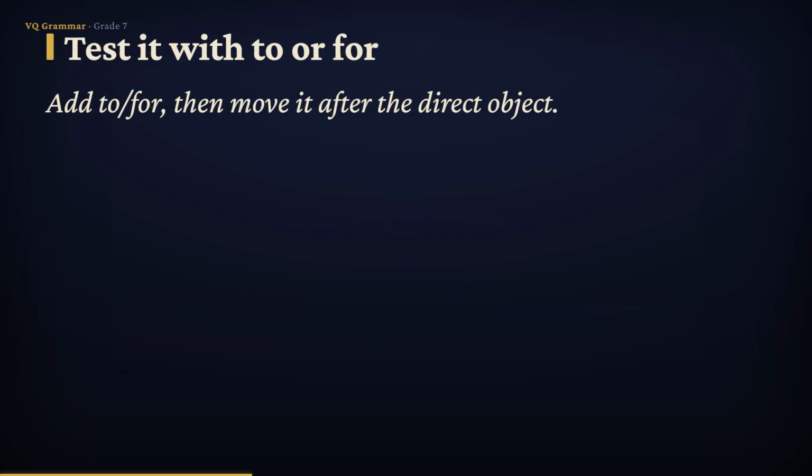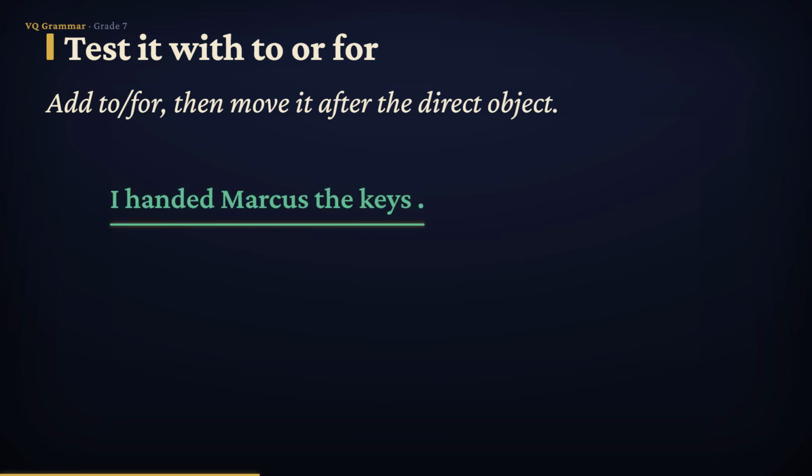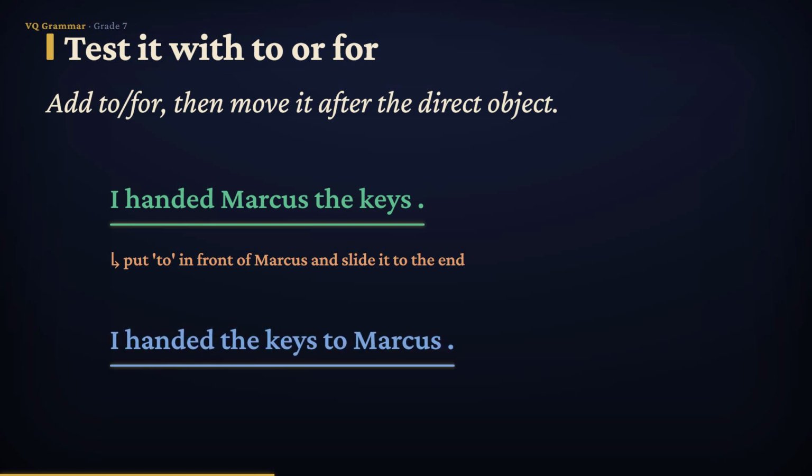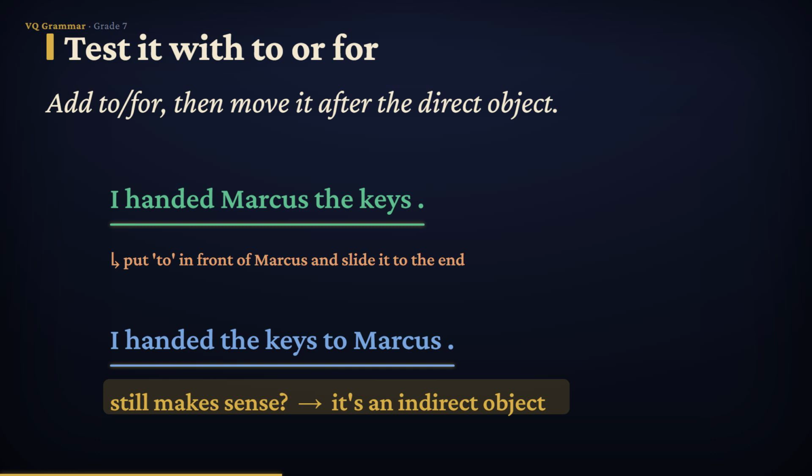Here's a quick test to prove a word is an indirect object. Start with, I handed Marcus the keys. Now put the word to in front of Marcus and slide it to the end, after the direct object. I handed the keys to Marcus. If the sentence still makes perfect sense, then that word was an indirect object all along. Marcus passes the test, so Marcus is the indirect object. For some verbs, you would use for instead of to, but the move is exactly the same.